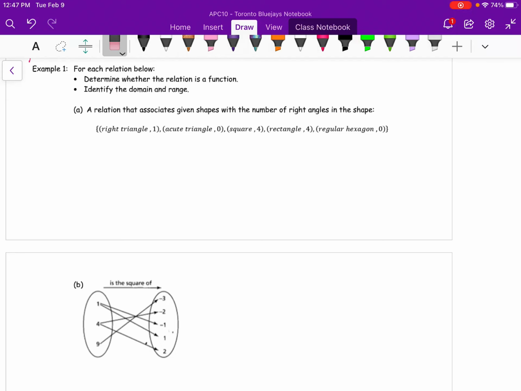Example 1: for each relation below, determine whether the relation is a function, and identify the domain and range. We're going to look at A. A relation that associates the given shapes with the number of right angles in the shape. As some of us may be able to see, this is a function.